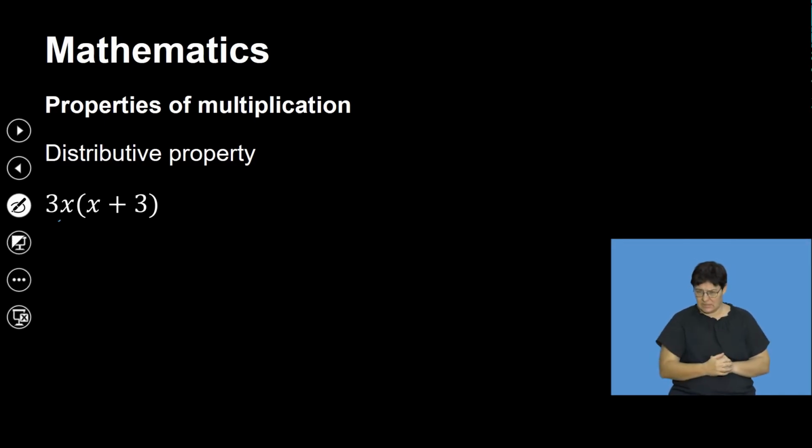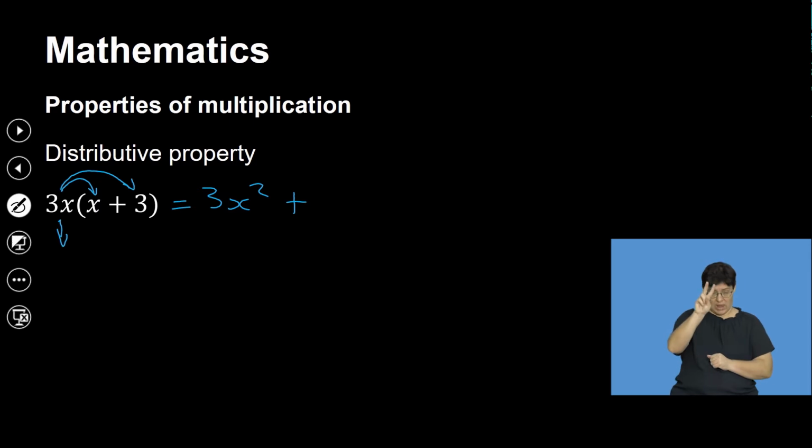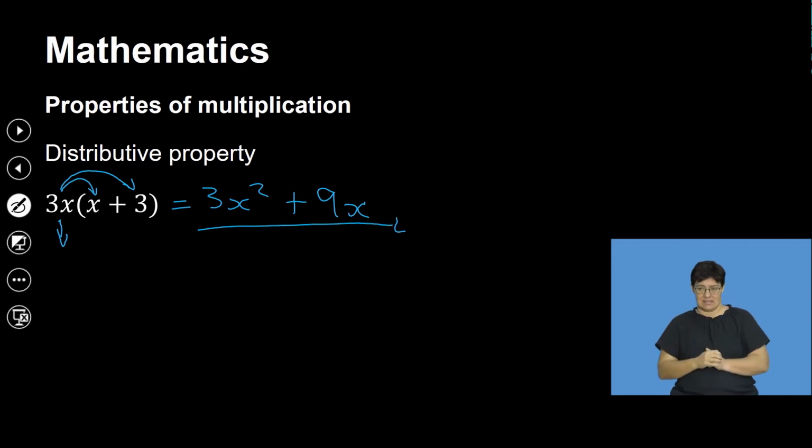If I have a monomial, remember 3x is a monomial, and x plus 3 is a binomial. If I'm multiplying the two, I will multiply the 3x with the x first, and then the 3x with the 3. So this will give me 3x squared, plus 3x multiplied by the 3 gives me 9x. And then there is really nothing that I can do. Remember, when you started doing maths a long time ago, we spoke about like terms and unlike terms. These are unlike terms, so I will just leave them the way they are.